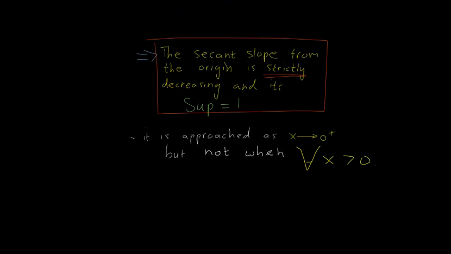I hope that makes sense as to what is happening with the behavior of the function here, okay? Right? Because we have the secant slope. So what we've deduced here is that the secant slope from the origin is strictly decreasing and its supremum is 1, right?